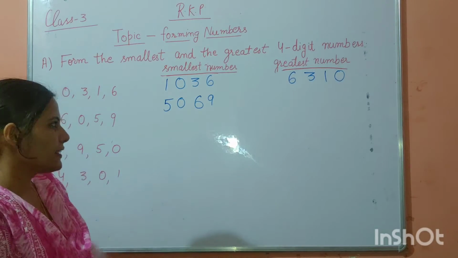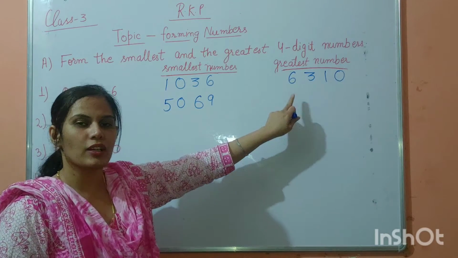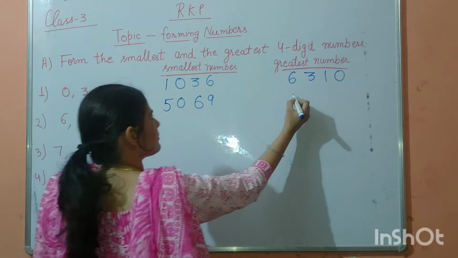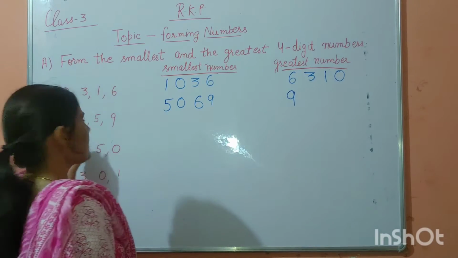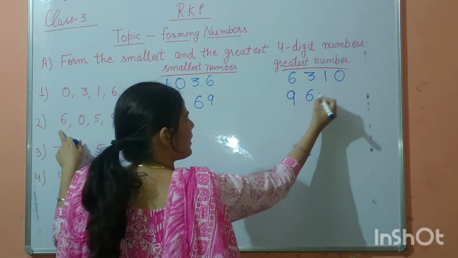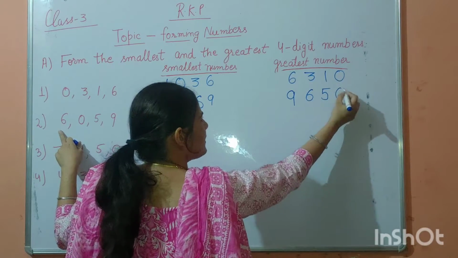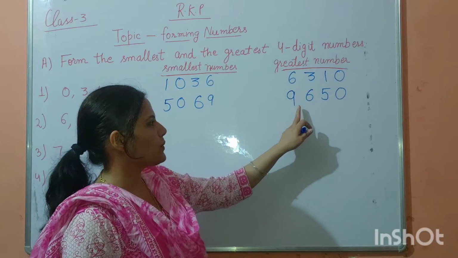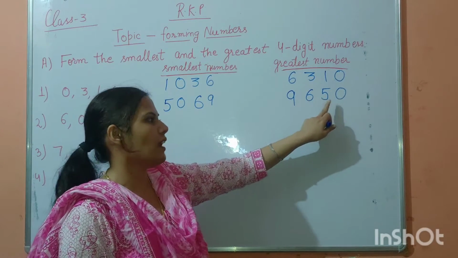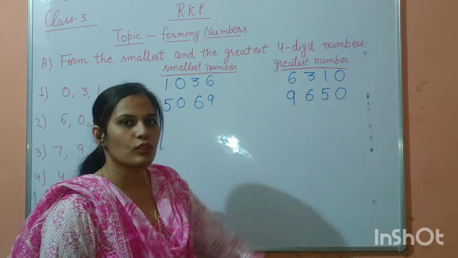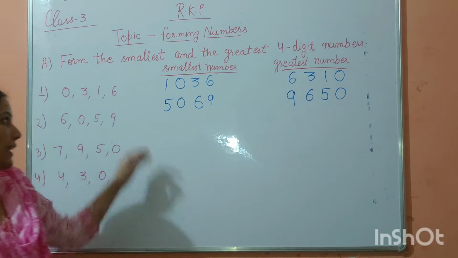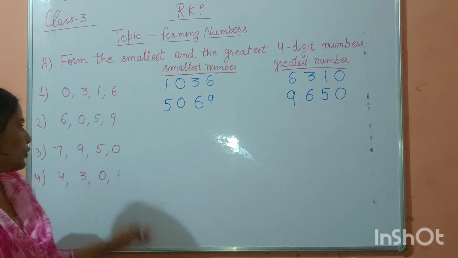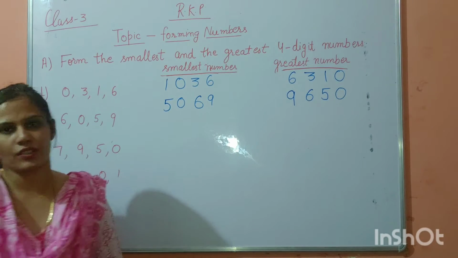5069. And the greatest number, the first greatest number will be 9. After that 6. After that 5, and 0 will come at last. So your greatest number is 9650. So students, hope you understand this about the smallest number and the greatest number. Do these questions by yourself.